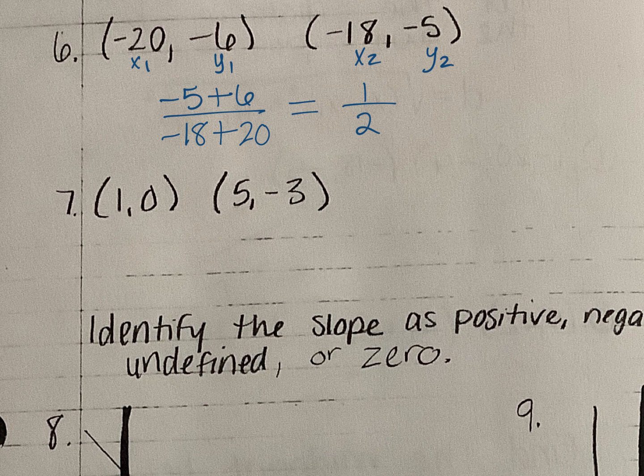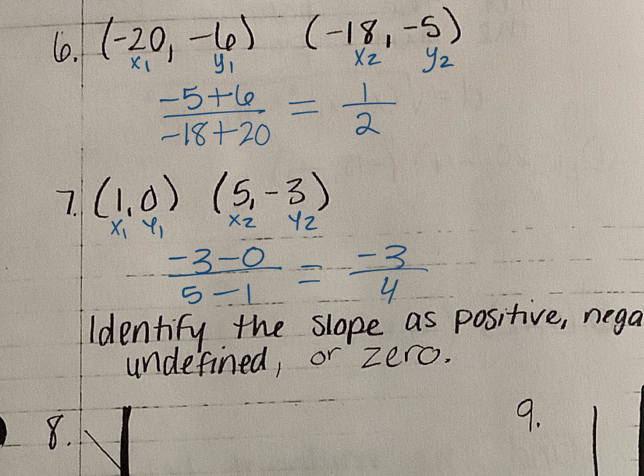All right, so again, x1, y1, x2, y2. So negative 3 minus 0 over 5 minus 1. So you get negative 3 over 4. Did we get that one? Yep. Okay. I completely skipped it.